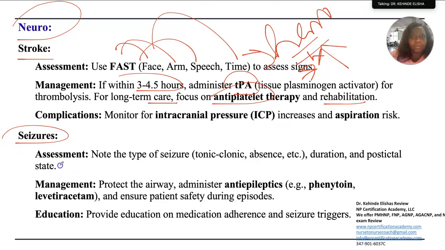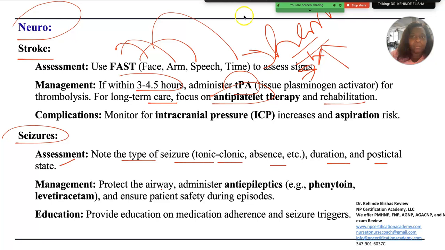What about seizures? Assessment: note the type of seizure, tonic, clonic, absence, etc., the duration, and post-ictal state. Management: you want to protect their airway. You want to administer anti-epileptics. Of course. What are your anti-epileptics? Like phenytoin, like levetiracetam. You will use them to suppress the electrical activity in the brain to help keep them from having seizures. You want to ensure patient safety during these episodes.